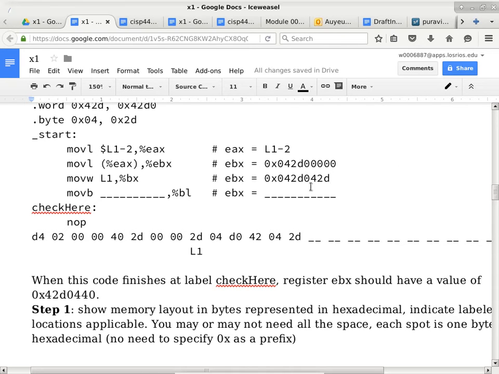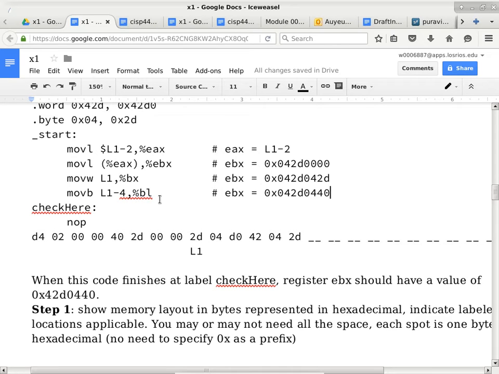How come things are not aligned? I got one too many zeros here. There we go. All right. So now we are down to the least significant 8 bits of the register EAX, which is supposed to be 40. You can find a 40 over here. Oh, that's the only one. Yep, that's the only 40. So this is L1, L1 minus 1, minus 2, minus 3, minus 4. So the location is L1 minus 4. And as a result of that, EBX ends up with exactly what we want, which is 0x 04, 2D, 0440.